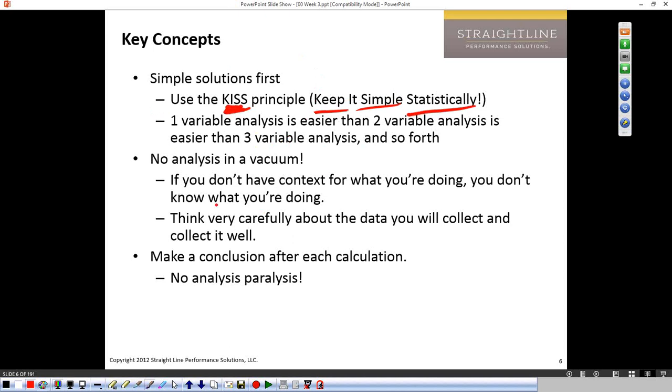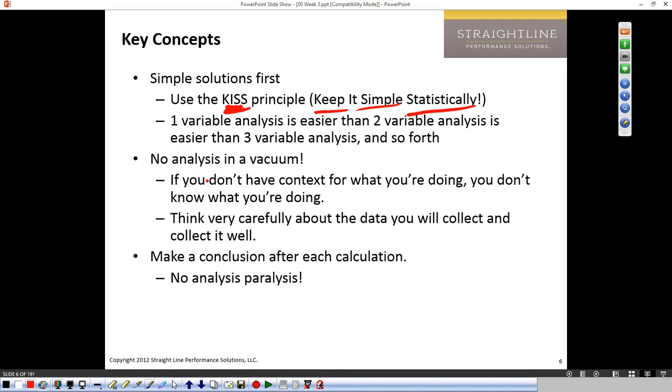Keep it simple. Second thing is, never ever do analysis in a vacuum. One of my absolute hated phrases is, let's let the numbers speak for themselves. I'm sure I've used it before, too. So if anybody digs up an old video where I'm saying that, I can have my John Stewart moment on that one. But in any event, no analysis in a vacuum. Numbers don't speak for themselves. You have to give them voice. You have to give them a narrative.